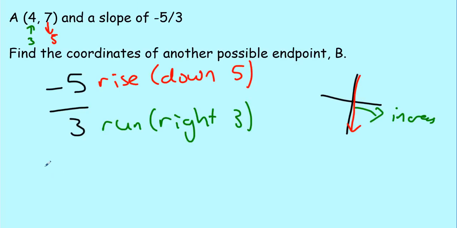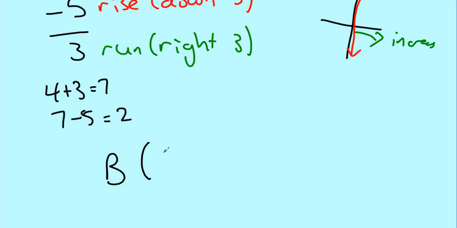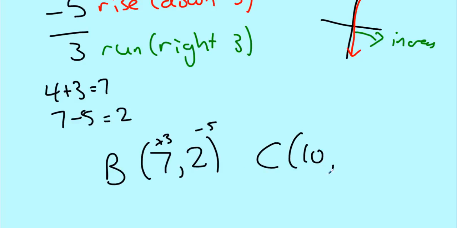Very simply, 4 plus 3 is equal to 7. So this is my x coordinate, and 7 minus 5 is equal to 2. So a new coordinate B could be (7, 2). And that's it. You can keep continuing this. You would add 3 to the x and subtract 5 from the y, and you can keep going to get C values. So this would be 10 and -3, and so on and so forth forever. And that's how you figure out another coordinate using the slope.